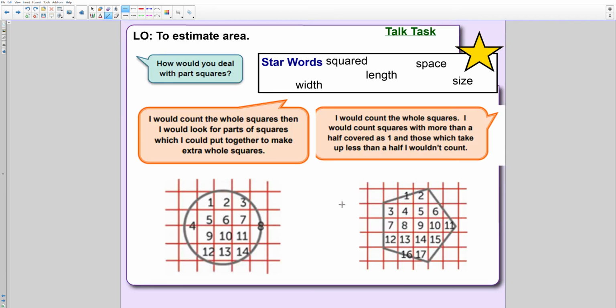What about, though, irregular shapes? Remember them, like with the hand and foot? Well, here are our strategies. We're going to count the whole squares and look for part squares to put them together. And then this is another one we can do.